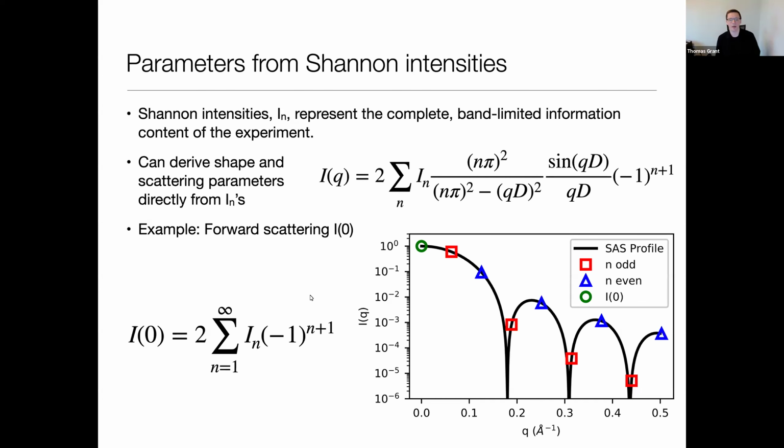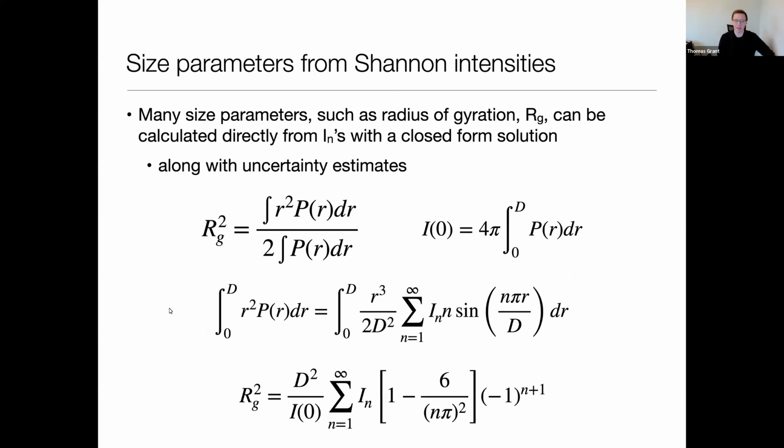All right. So I of 0 is very easy to derive, but another parameter that we have is the radius of gyration. This is not easy to derive. It turns out it was quite complicated, but we could do it because we have, again, this closed form solution.